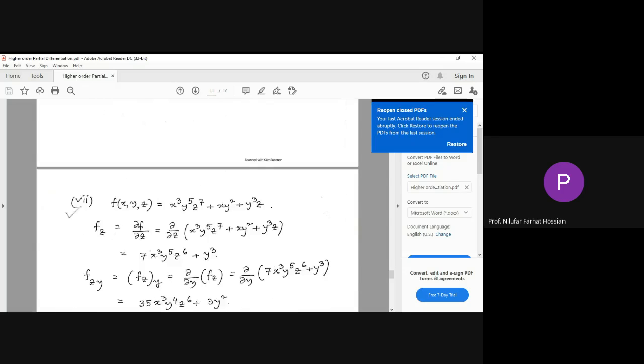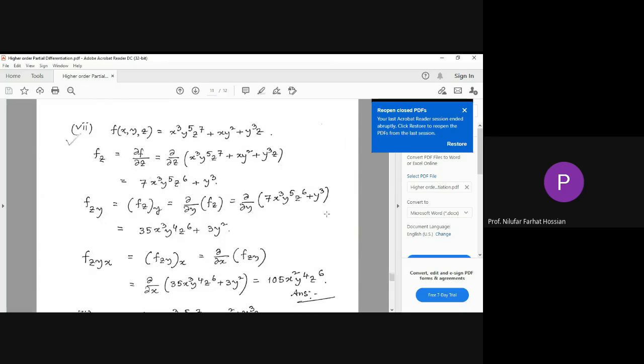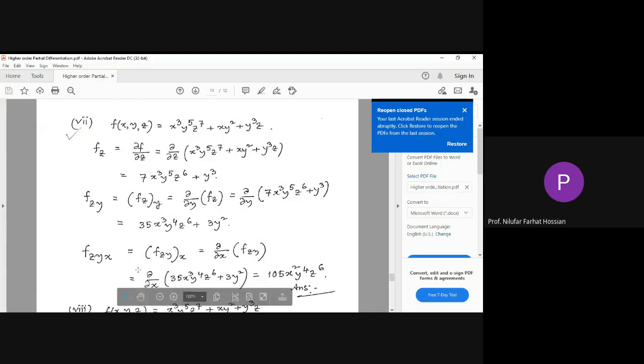Now the next one. So finally, you have to find this f, z, y, x. So at first, you have to perform with respect to z, then with respect to y, then with respect to x. So at first, we find fz. Fz means del f by del z. That means del z of this whole thing.